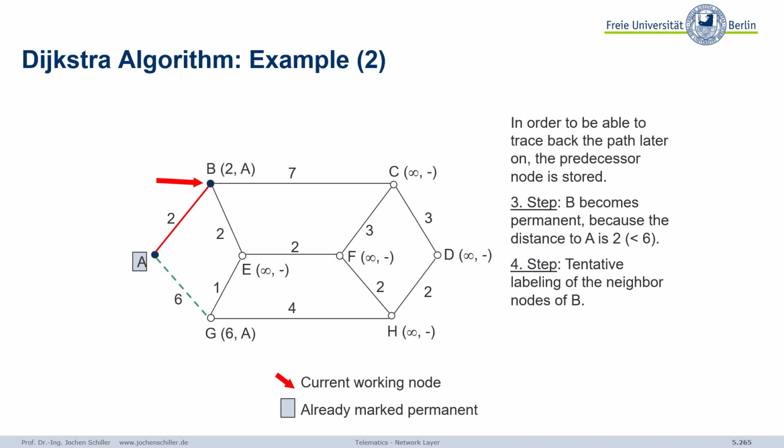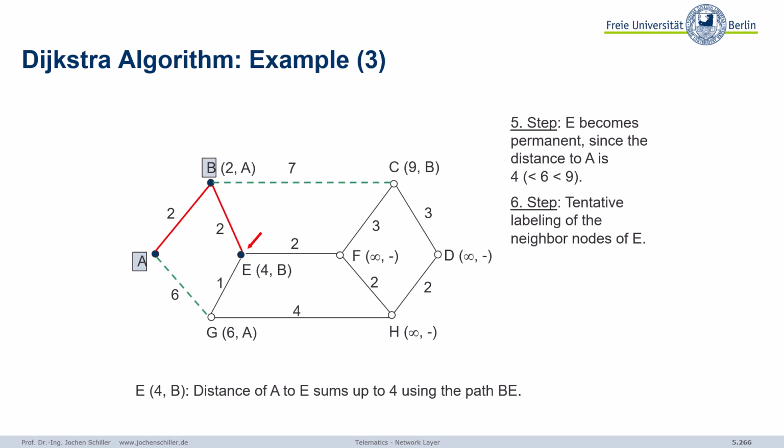Now the neighbor nodes from B are A, that's already permanent, and E and C. Okay, now you continue because B is now permanent. We have a distance to C of 7, to E only 2. Now we make E permanent, because if we look at the distance now to A, it's 2 plus 2, 4, okay? And 4 is smaller than 9, and 4 is also smaller than 6.